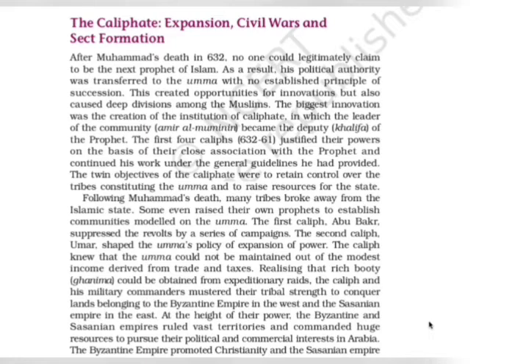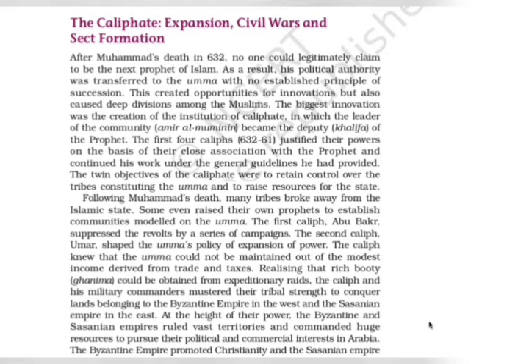The first four caliphs, 632 to 661, justified their powers on the basis of their close association with the Prophet and continued his work under the general guidelines he had provided. The twin objectives of the Caliphate were to retain control over the tribes constituting the Ummah and to raise resources for the state. Following Muhammad's death, many tribes broke away from the Islamic State. Some even raised their own prophets to establish communities modeled on the Ummah. The first caliph, Abu Bakr, suppressed the revolts by a series of campaigns. The second caliph, Umar, shaped the Ummah's policy of expansion of power.